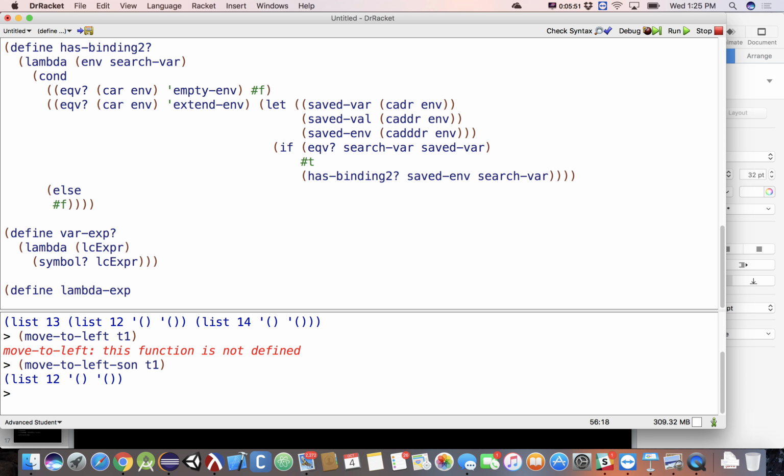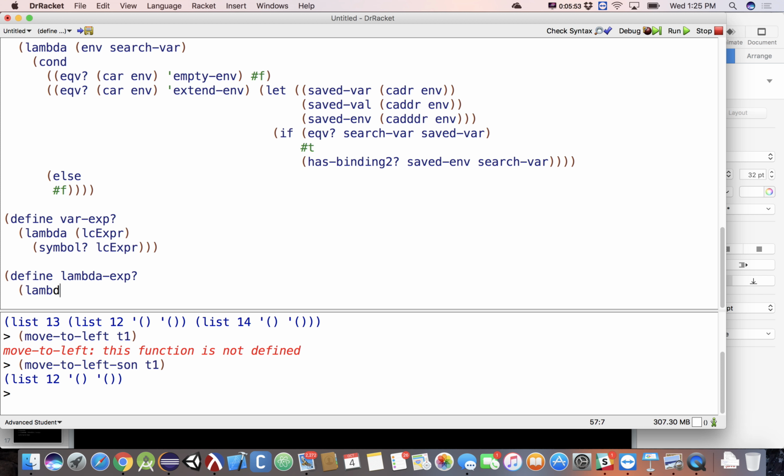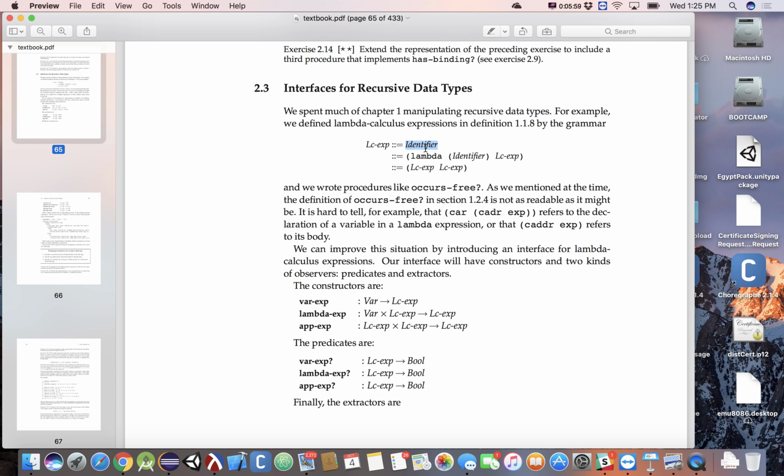Define lambda expression to be a lambda that takes in an Elsi expression. All right, now what is a lambda expression? A lambda expression is a list whose car is a lambda, whose cadr is a list containing exactly one element, and whose caddr is a lambda calculus expression. That makes sense? Okay, so before we write this, I guess let's write this first and then we're going to write a higher level one.